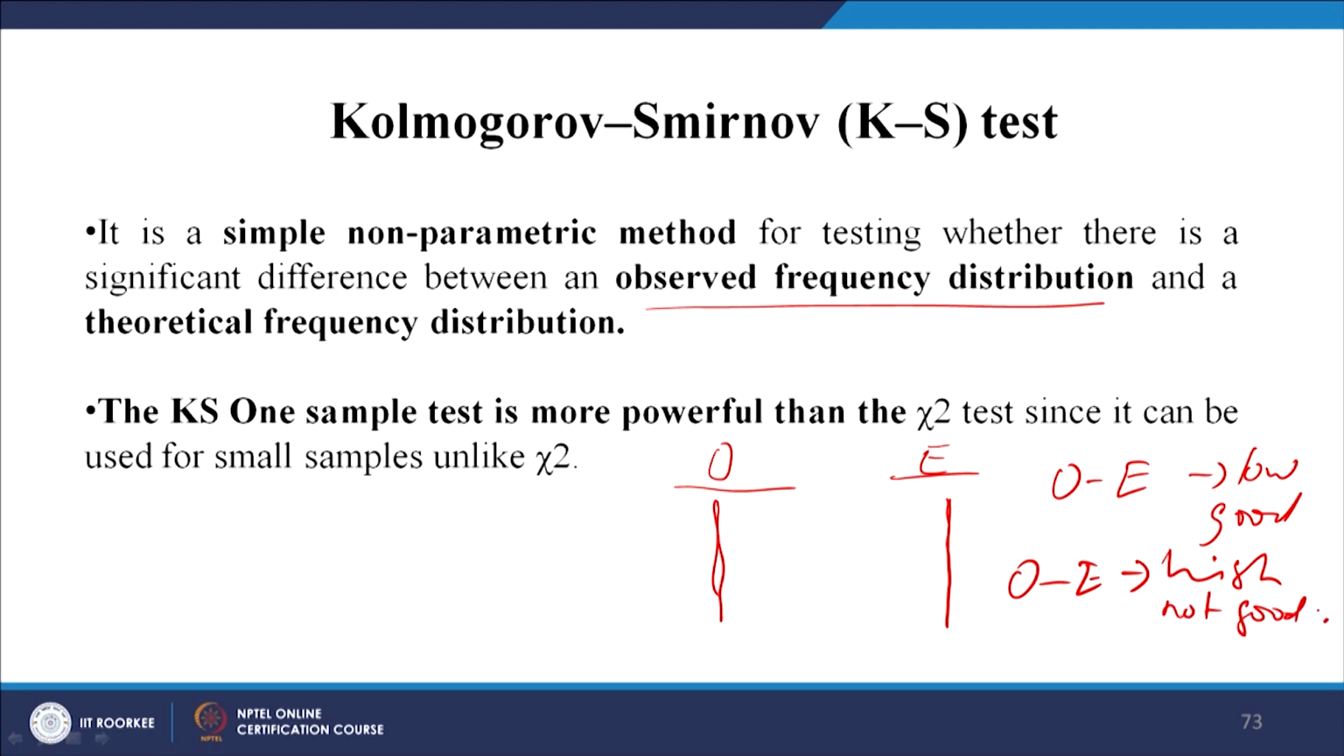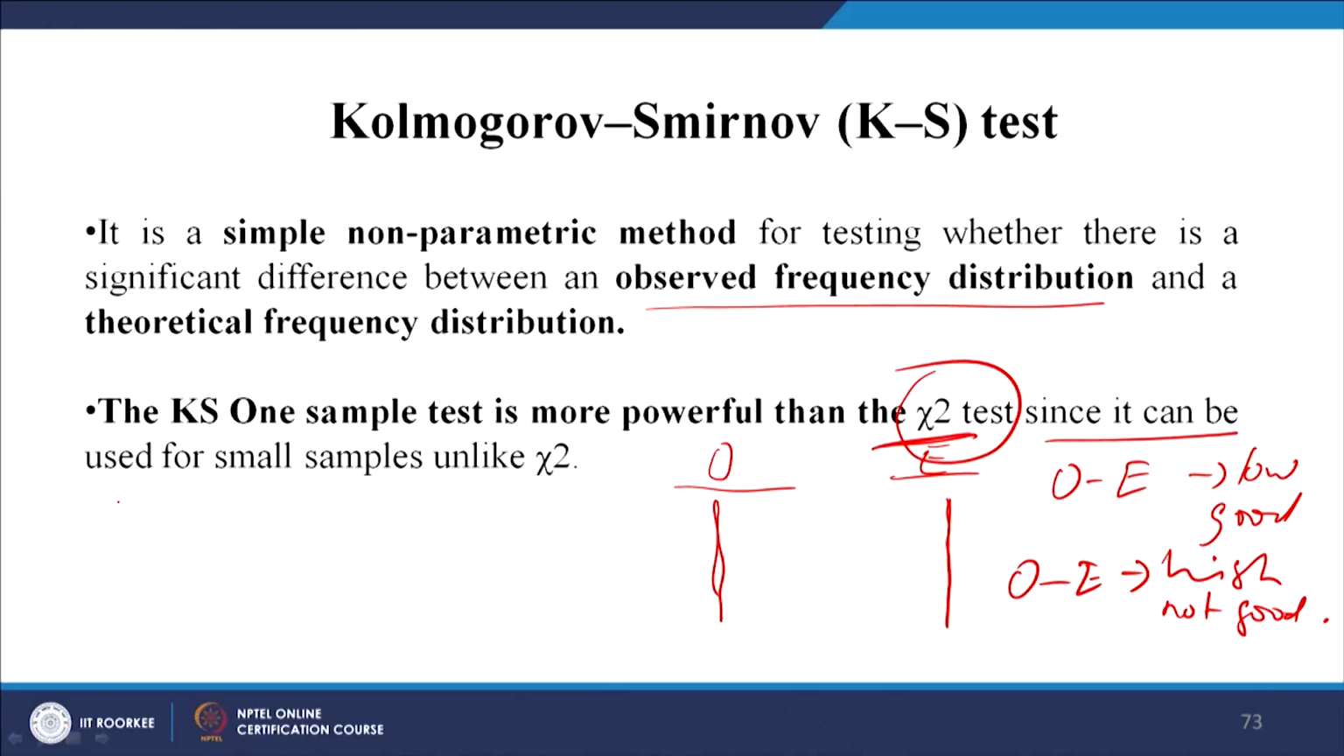The KS one sample test is more powerful than the chi-square, since we are talking about non-parametric tests, and chi-square follows a chi-square distribution, which is a right tailed, right skewed distribution. Why is it powerful? Because it can be used for small samples, which chi-square sometimes does not permit. So, unlike the chi-square, this test can be used for small samples.